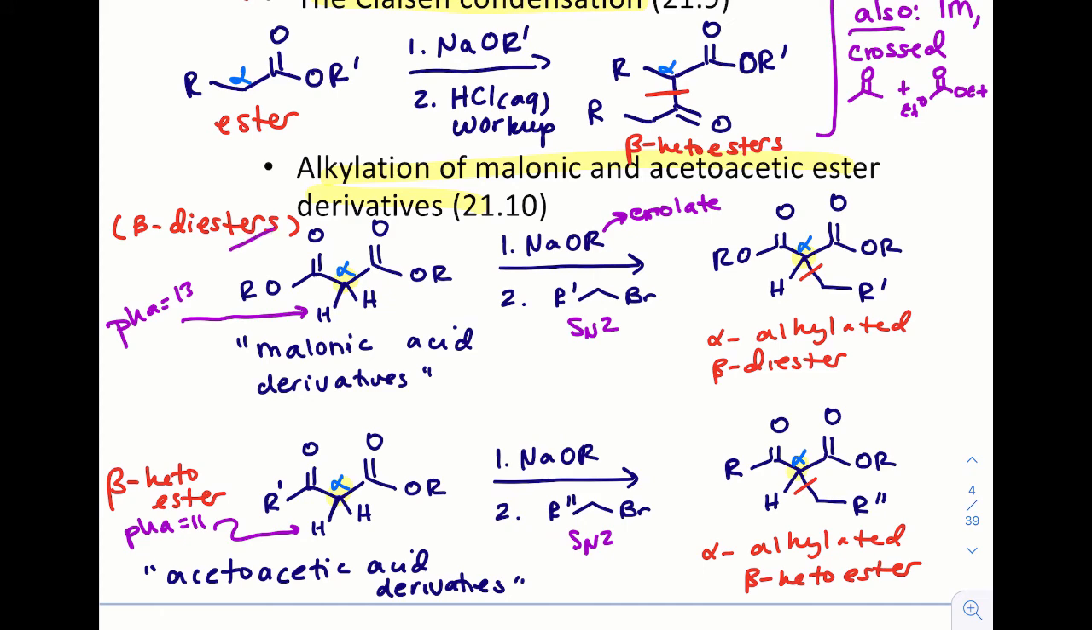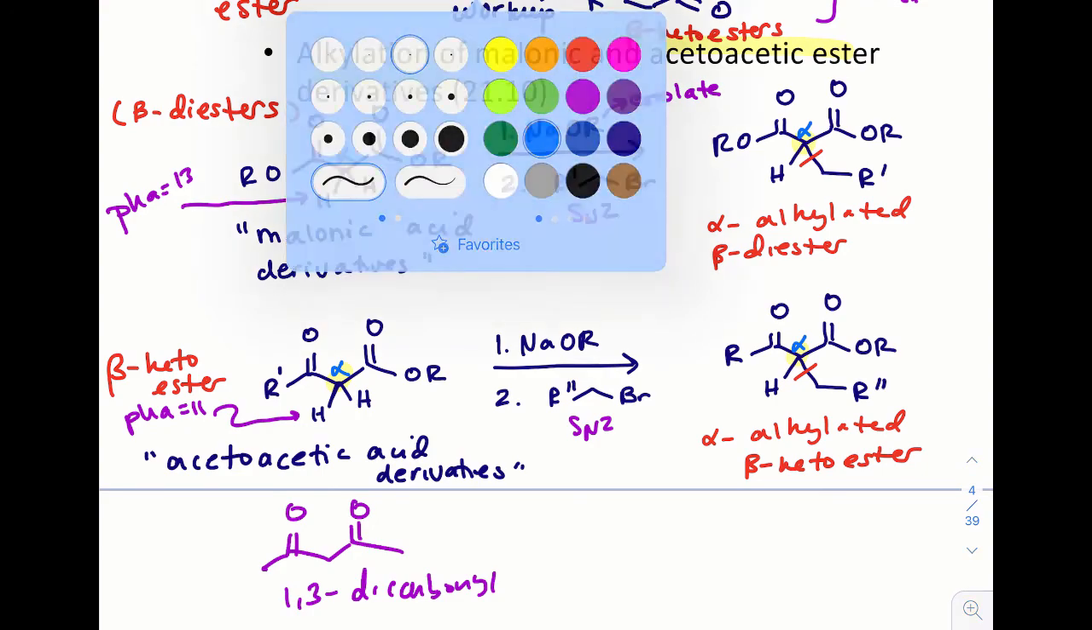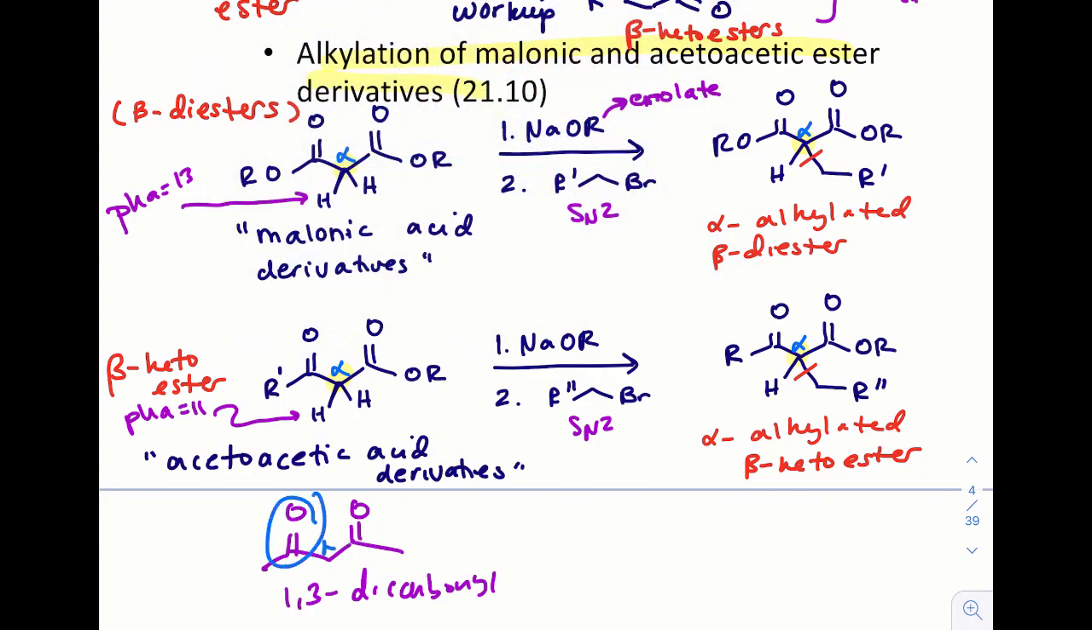So I've shown two examples, beta diesters or beta ketoesters. We could also imagine diketones being used in this alkylation reaction as well, okay? So any of these 1,3-dicarbonyl compounds can be alpha-alkylated in this way because of the special acidity of the doubly alpha carbon. It's alpha to two carbonyls.